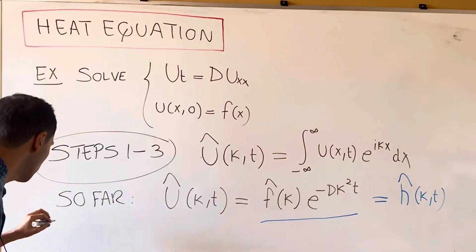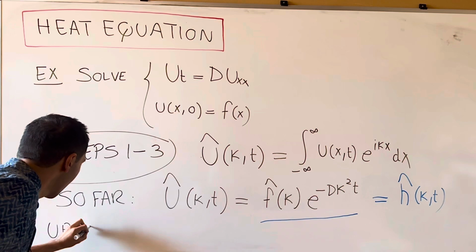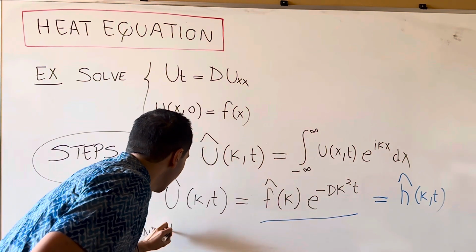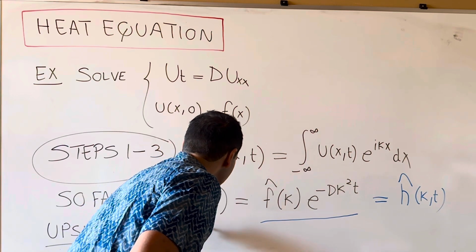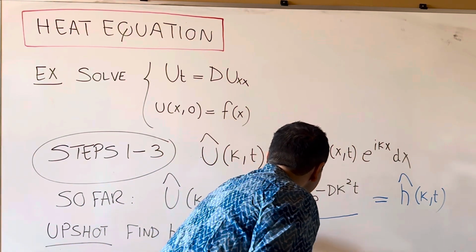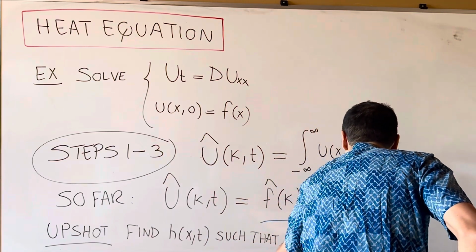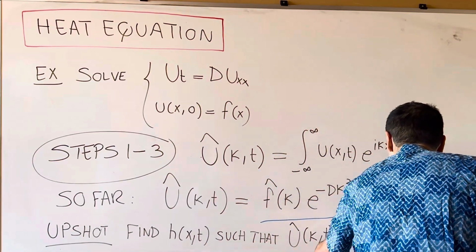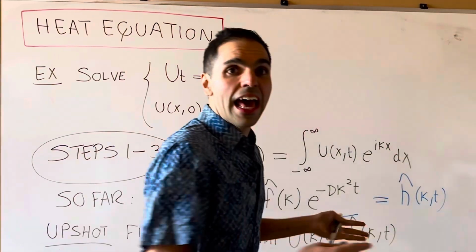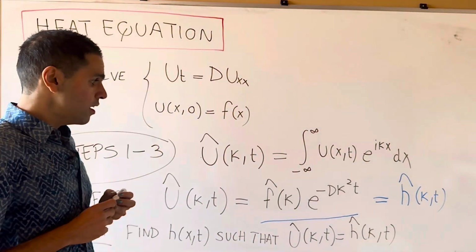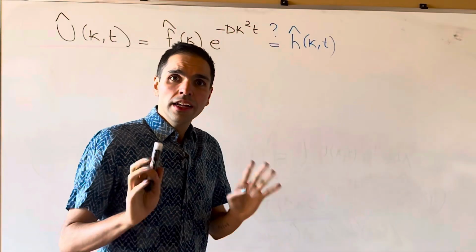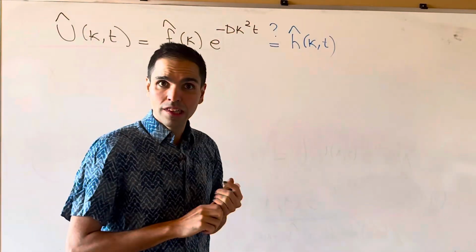So really the upshot is, find h of x, t such that u hat of kappa, t is h hat of kappa. Because then we can conclude that u equals h. By the way, this is nothing particularly new.